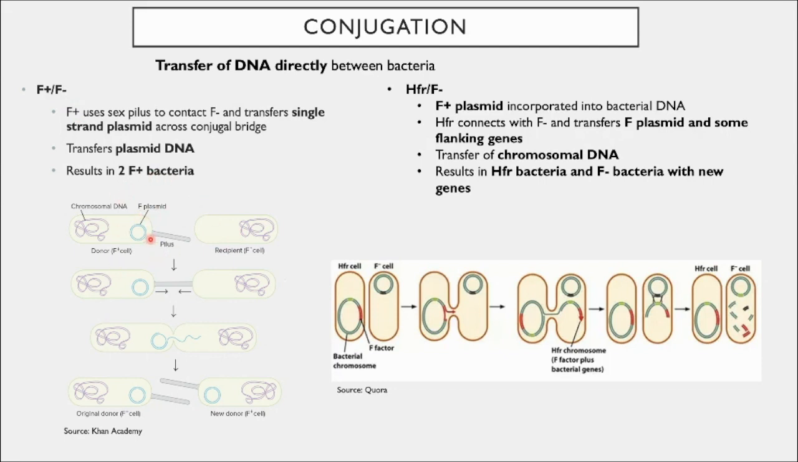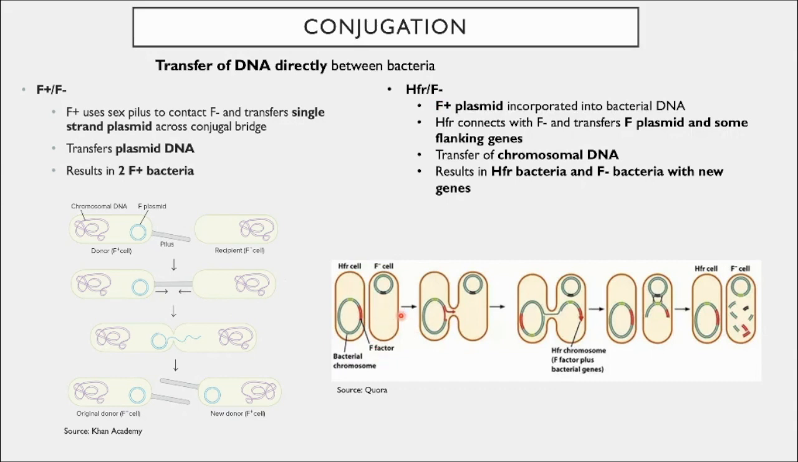The F positive cell is able to transfer a copy of said plasmid to the F minus cell. The sex pilus allows joining and acts as a pathway for this replication to occur. The bacteria replicates itself, and both end up being F positive when all is said and done. That's the important thing to keep in mind. Versus the HFR F minus form of conjugation, HFR meaning high frequency of recombination, and F minus again meaning it doesn't have the F plasmid, or the F factor in this situation.